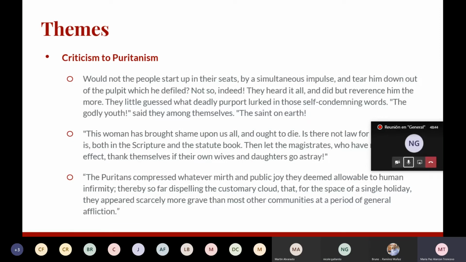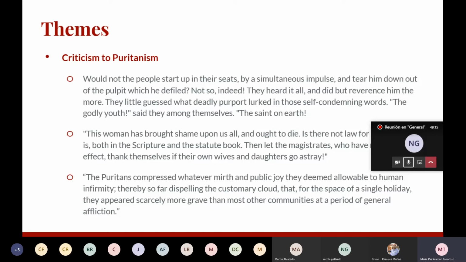This is the most dominant one because the whole story is a criticism of Puritanism. We can notice through the whole story how people judge Hester under the ideology of Puritanism, how they also believe in signals from God, because when the meteor passed through the sky, people said that it was an A for angel, so they thought that it was a signal from God.